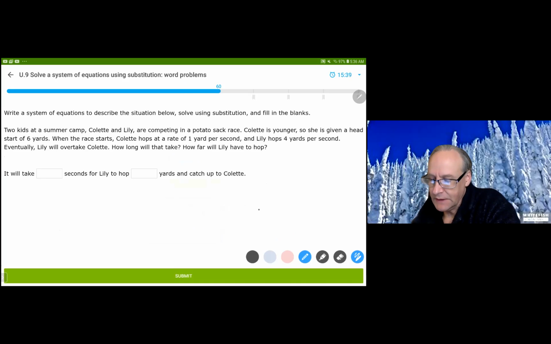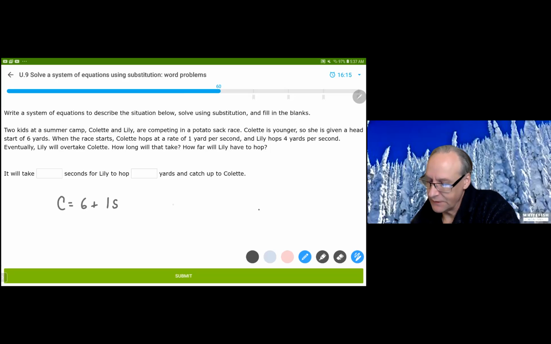All right, 2 kids at a summer camp, Colette and Lily, are competing in a potato sack race. Colette is younger, so she is given a head start of 6 yards. When the race starts, Colette hops at a rate of 1 yard per second, so pretty fast. Colette gets 6 plus 1 yard per second. This is seconds of the race, so I'm going to use S. I guess I could use T for time. I generally don't like to use S if I can help it, but it's seconds, so it's fine.